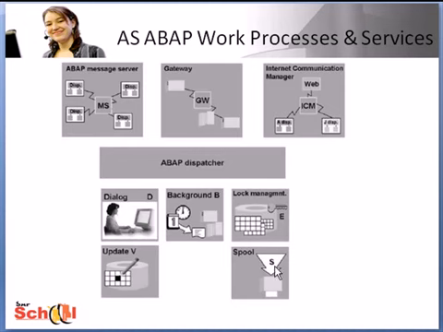Then you have the spool process, which is used for printing. At least one spool work process is required for each SAP system, but it's possible to configure more than one depending on your printing requirements. Then you have the update processes. They execute the update requests. You need at least one update work process per SAP system, but more than one can be configured. Background processes are typically used for running batch jobs and reports that consume a lot of resources.